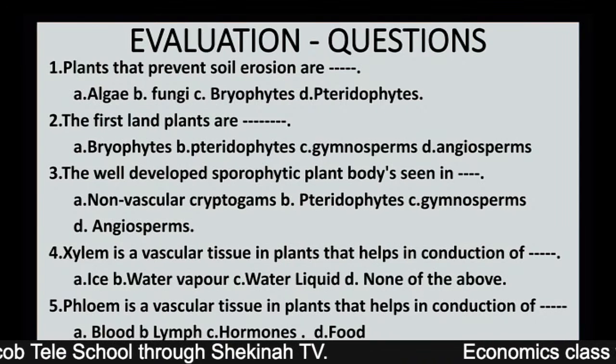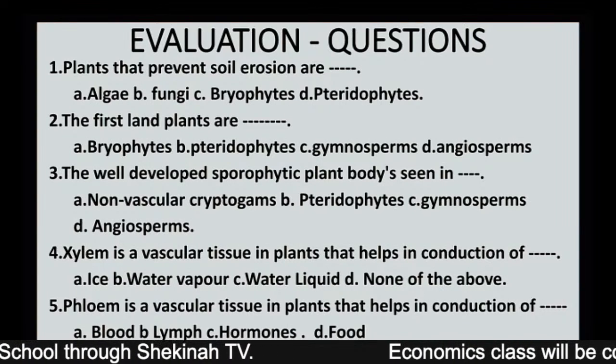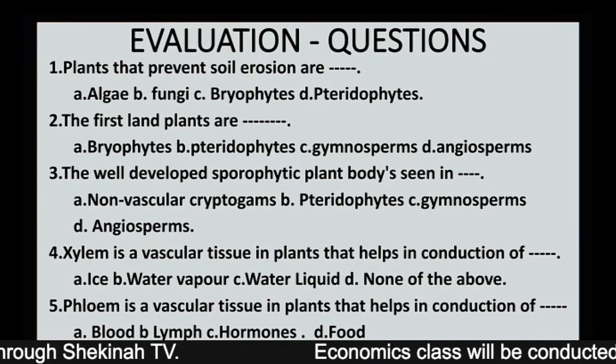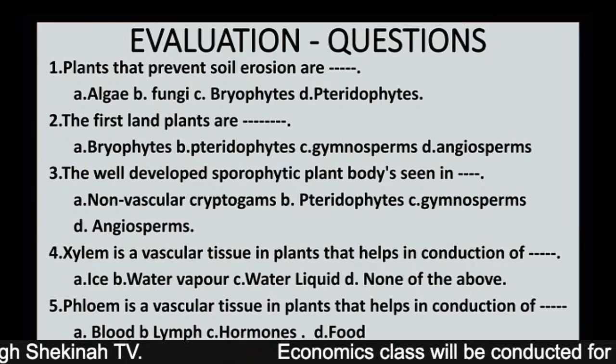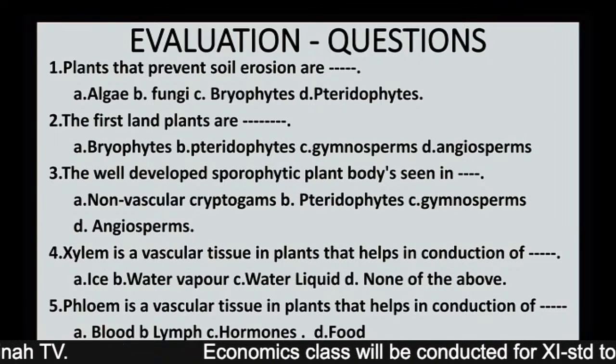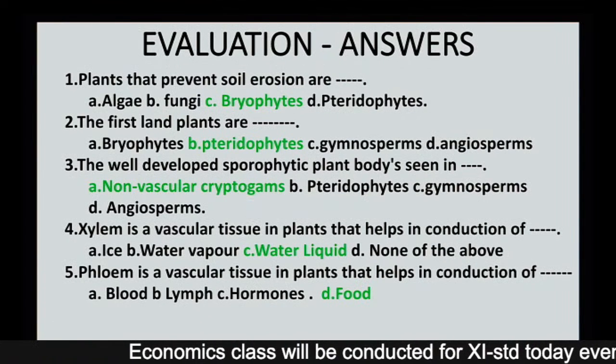The well developed sporophytic plant body is seen in non-vascular cryptogams, pteridophyte, gymnosperm and angiosperms. Xylem is a vascular tissue in plants that helps in conduction of ice, water vapor, water liquid, none of the above. Phloem is a vascular tissue in plants that helps in conduction of blood, lymph, hormone and food. Here we go for the answers.